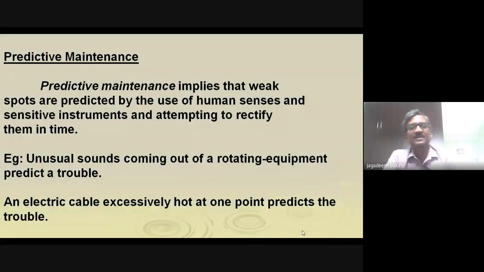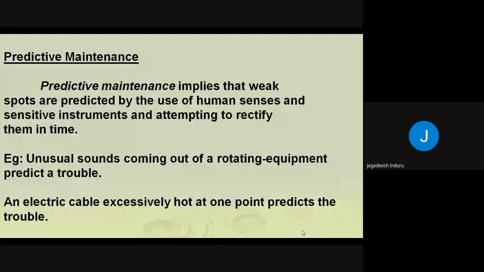Say, for example, you are feeling a vibration by touching it, or you are feeling hotness by touching it. Most of the times the sense organs will give the indication that we can predict what the trouble is: whether it is getting hot, whether it is moving without any firmness, or belts or nuts which are required to keep in place are getting loosened. These are all the things which we are going to find out. There may be unusual sounds coming out of the rotating equipment. Generally, we can predict the trouble. This is actually predictive maintenance.